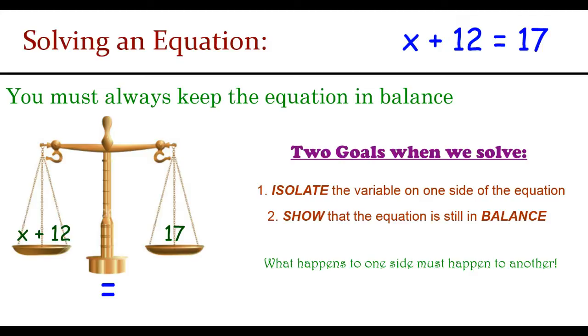On the same token, if we were to take 10 pounds away from one side of a scale that was in balance, we could keep it in balance by taking 10 pounds away from the other side. So there are lots of different ways we can think about that.